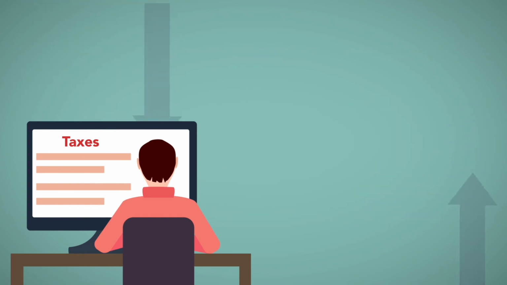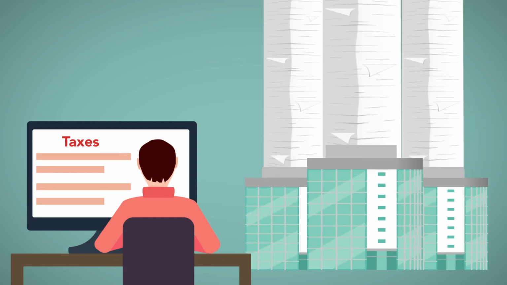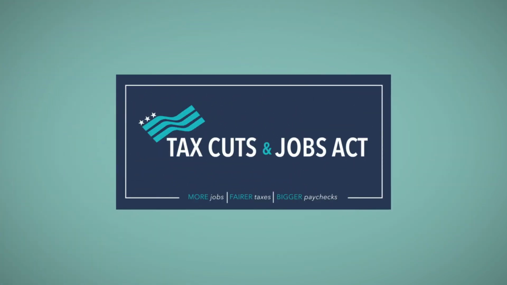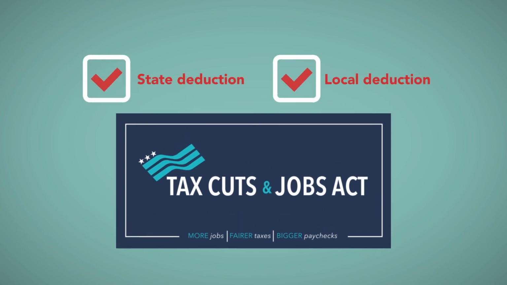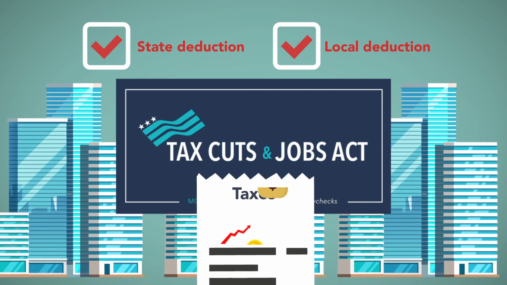However, many of the policies included in the Act, meant to make life easier for taxpayers, have had major impacts on the state and local tax agencies. One of the common federal tax benefits limited by the Tax Cuts and Jobs Act is the deduction allowed for state and local taxes. Under the Act, taxpayers can only deduct the payments of state and local taxes up to $10,000 per year. This substantially impacts those who live in high-tax jurisdictions.